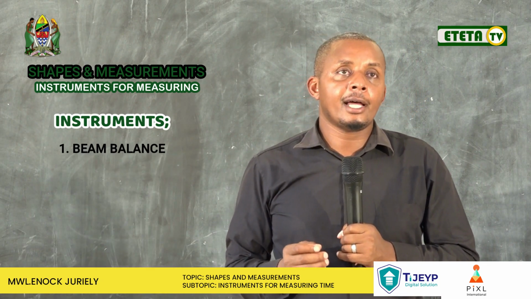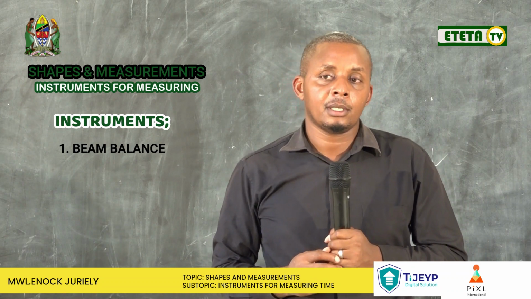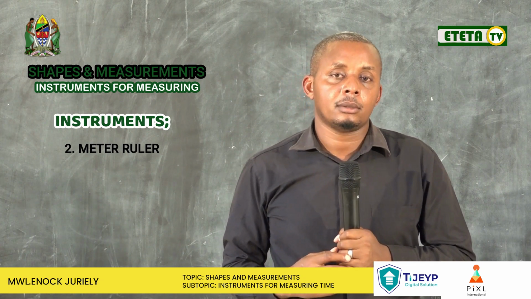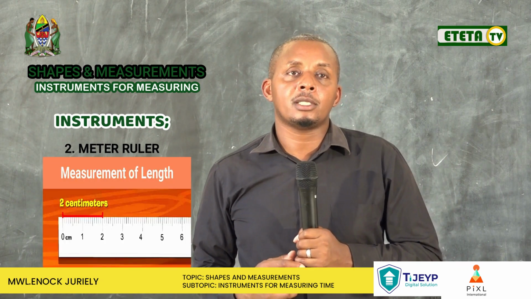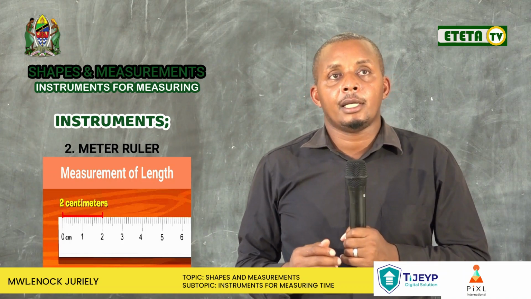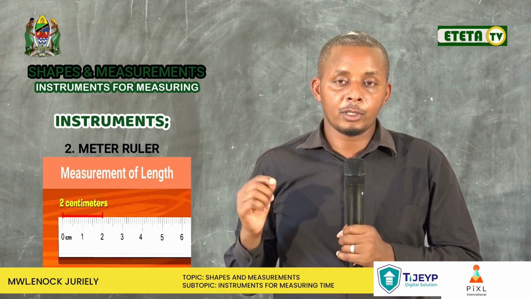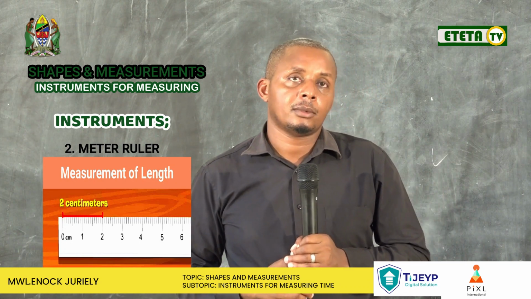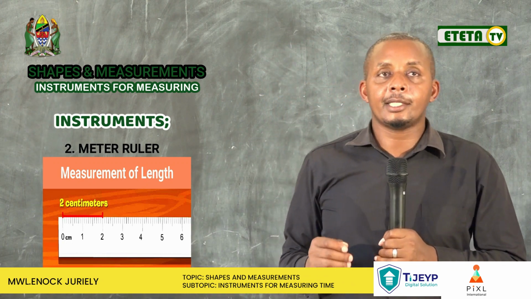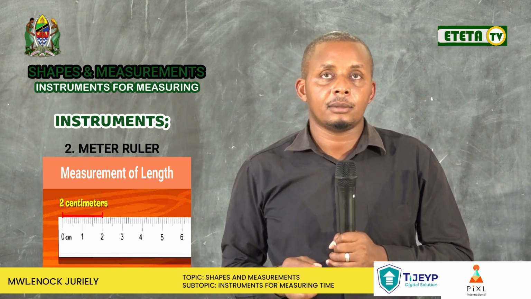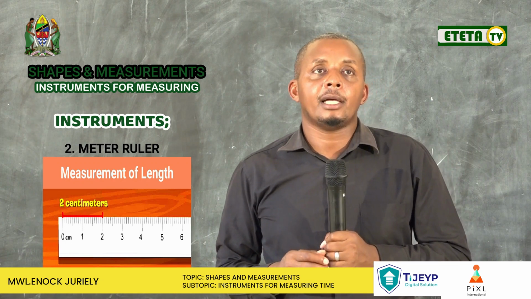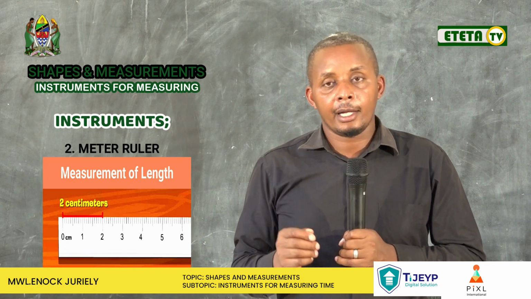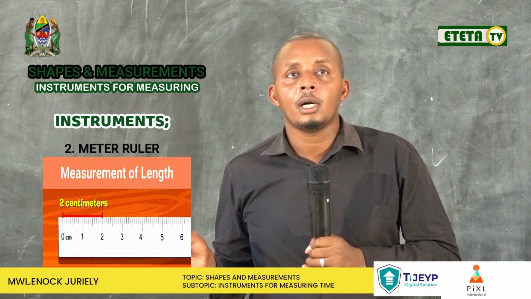And we have another instrument for measurement, that is a meter rule or a ruler. A ruler is an instrument used to measure distance from one position to another position. Another instrument to measure distance is a tape measure. A tape measure is another instrument used to measure distance from one position to another.